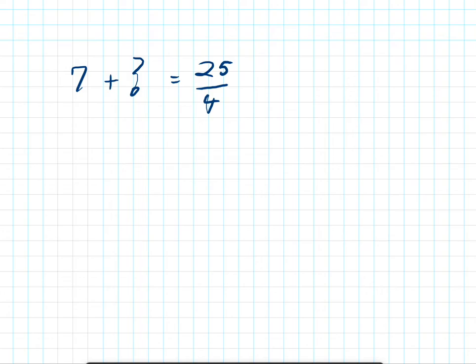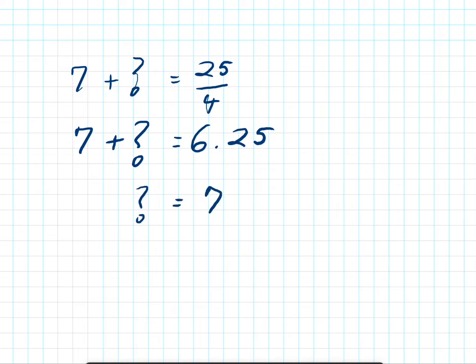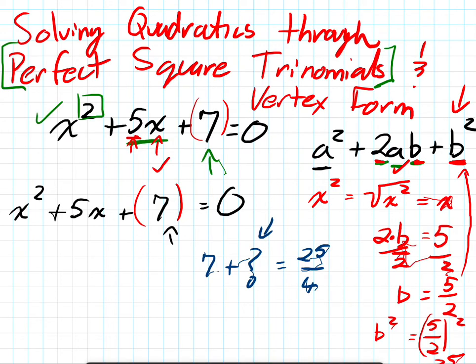You evaluated that and you figured out that by bringing 7 to the other side, it becomes negative 7 plus 6.25. You decided that the missing value here is negative 0.25. So let's go back to that other page.